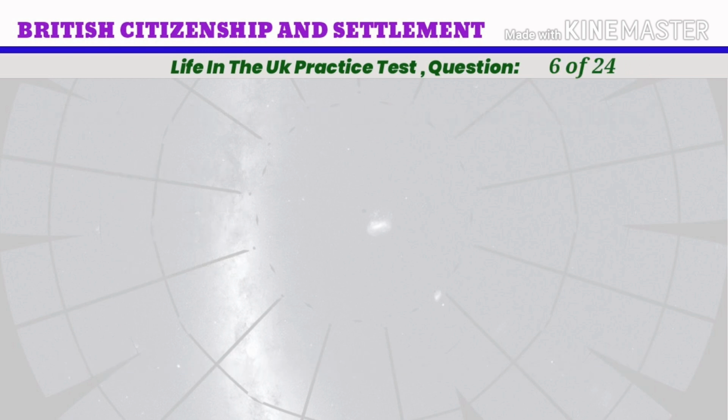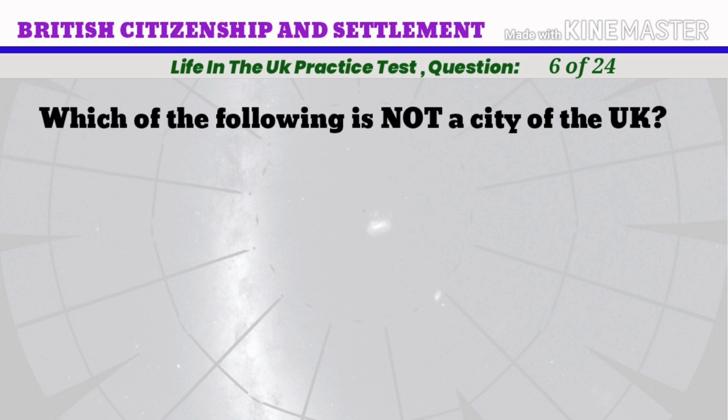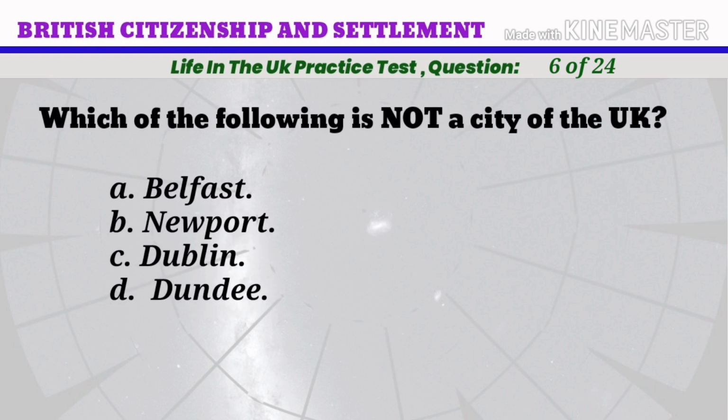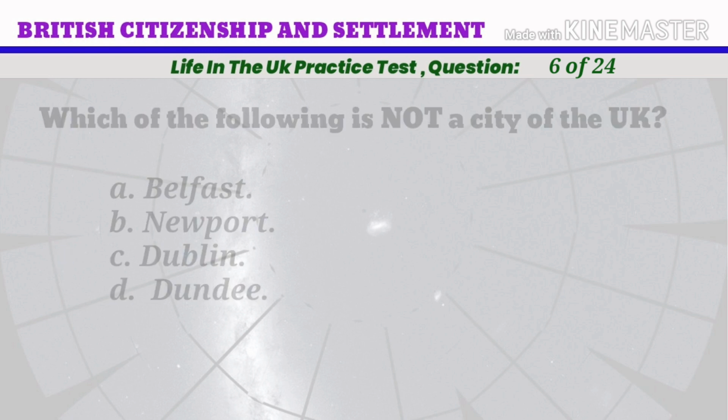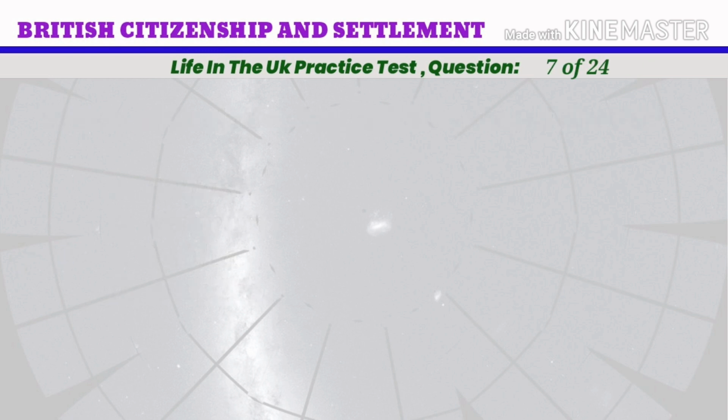Life in the UK practice test question 6 of 24. Which of the following is not a city of the UK? A. Belfast. B. Newport. C. Dublin. D. Dundee. The correct answer is C. Dublin.